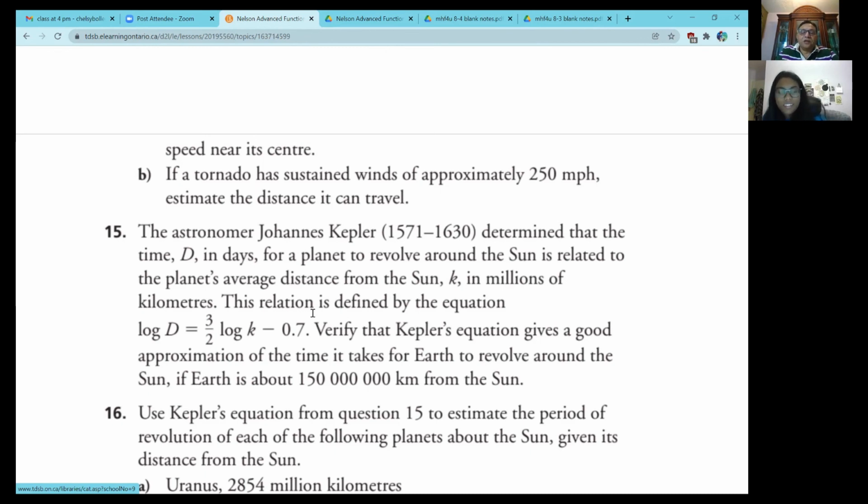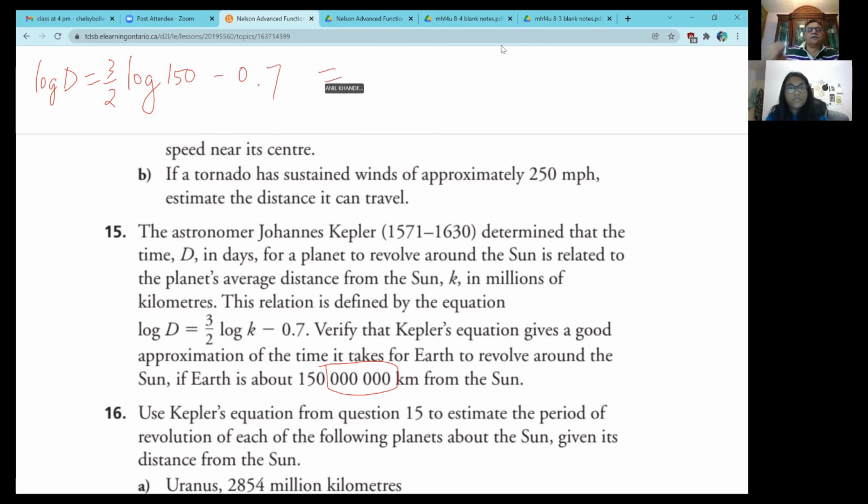Yeah. So now here we know the distance, right? The average distance from the sun, k, is in millions of kilometers. So how many millions is it? 150 million. So just put 150 there and find d, right? So let's calculate. We have log of d; we want the number of days. 3 by 2 log of 150 minus 0.7. Check. Do you get 365?